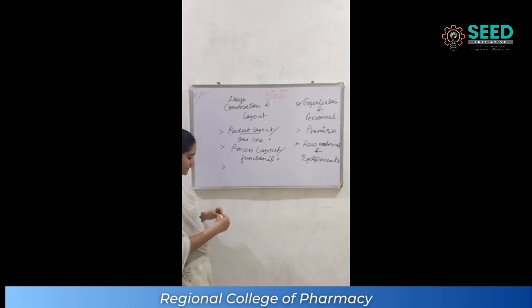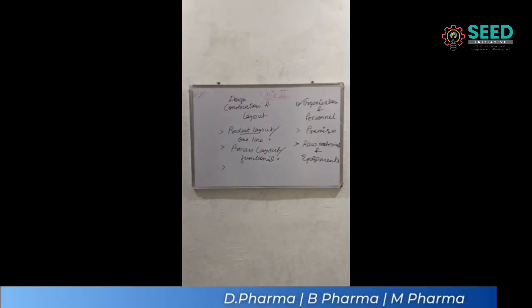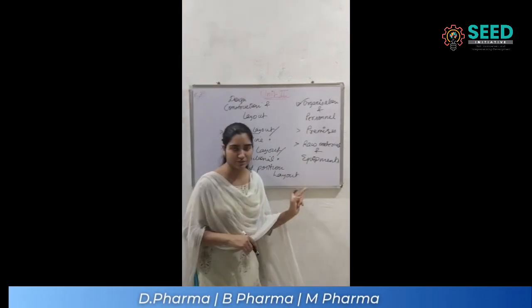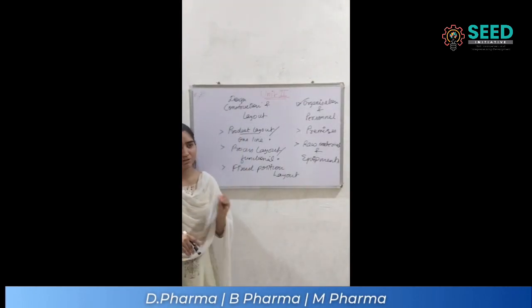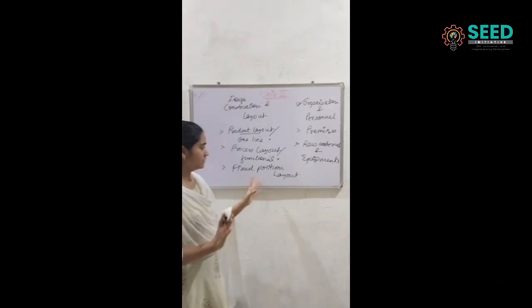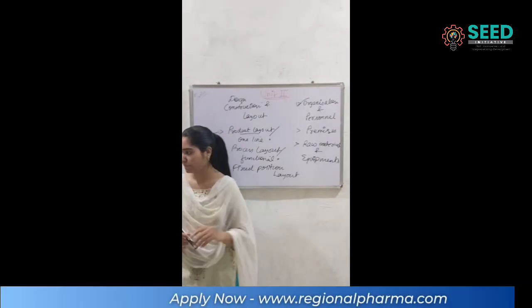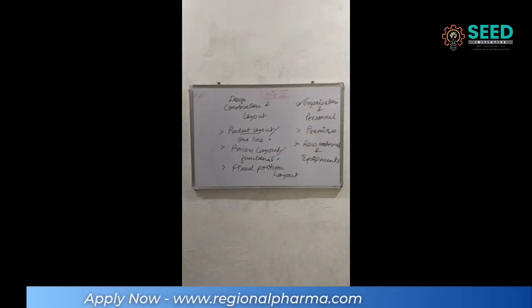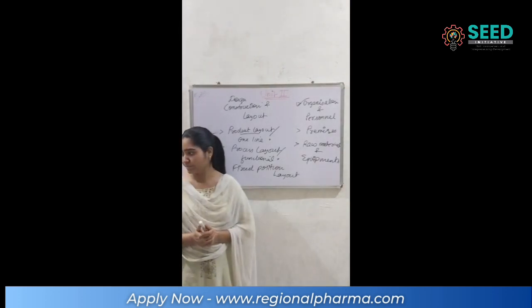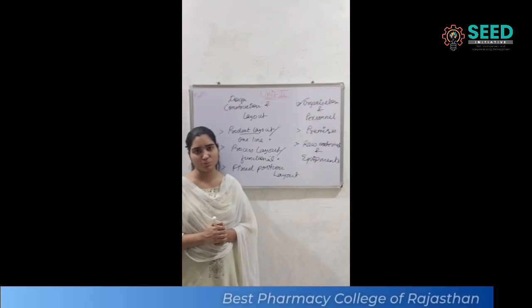Now the third one is the fixed position layout. That means a particular product is processed in one fixed position. Okay, or say it is processed at a fixed place. So that is called fixed position or location layout.